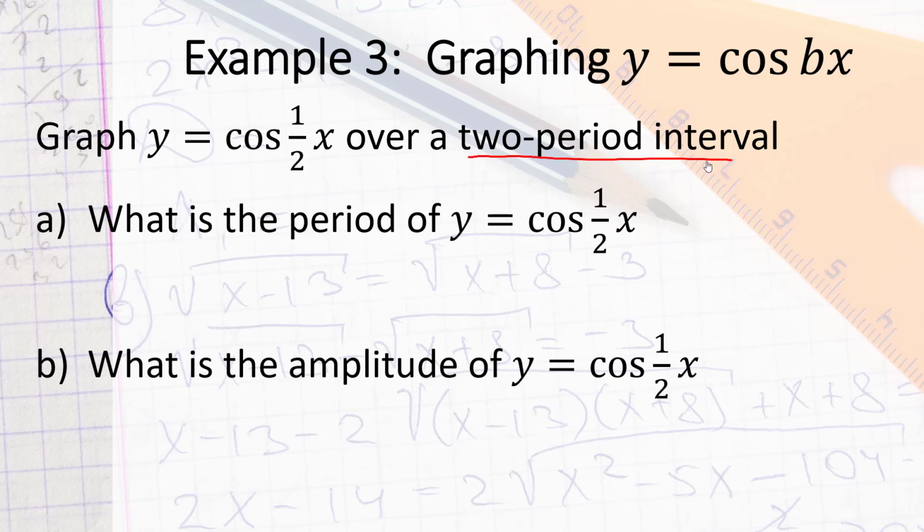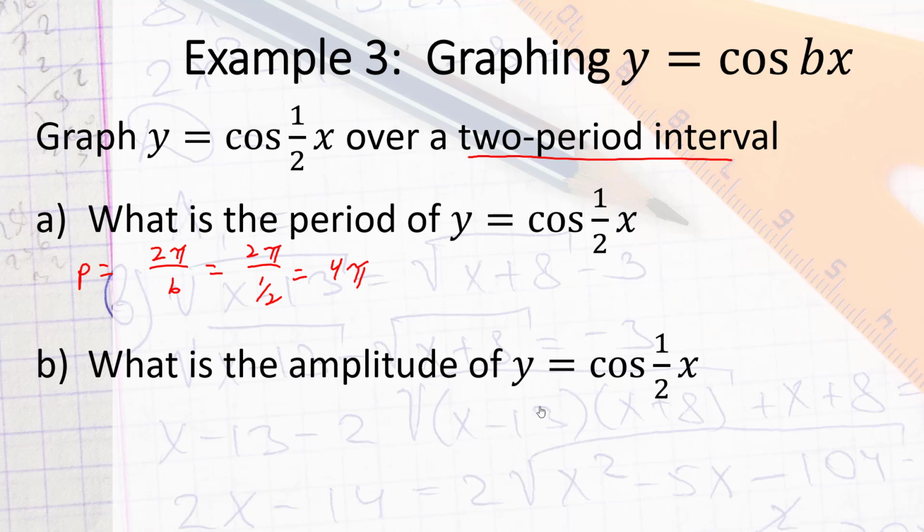Of course, you won't have to do it, but you do need to recognize it. First question is, what is the period of y equals cosine 1/2 x? Well, remember the period is going to be equal to 2 pi divided by b, and of course that will be 2 pi divided by 1/2, which will be equal to 4 pi. Okay, so that is our period.